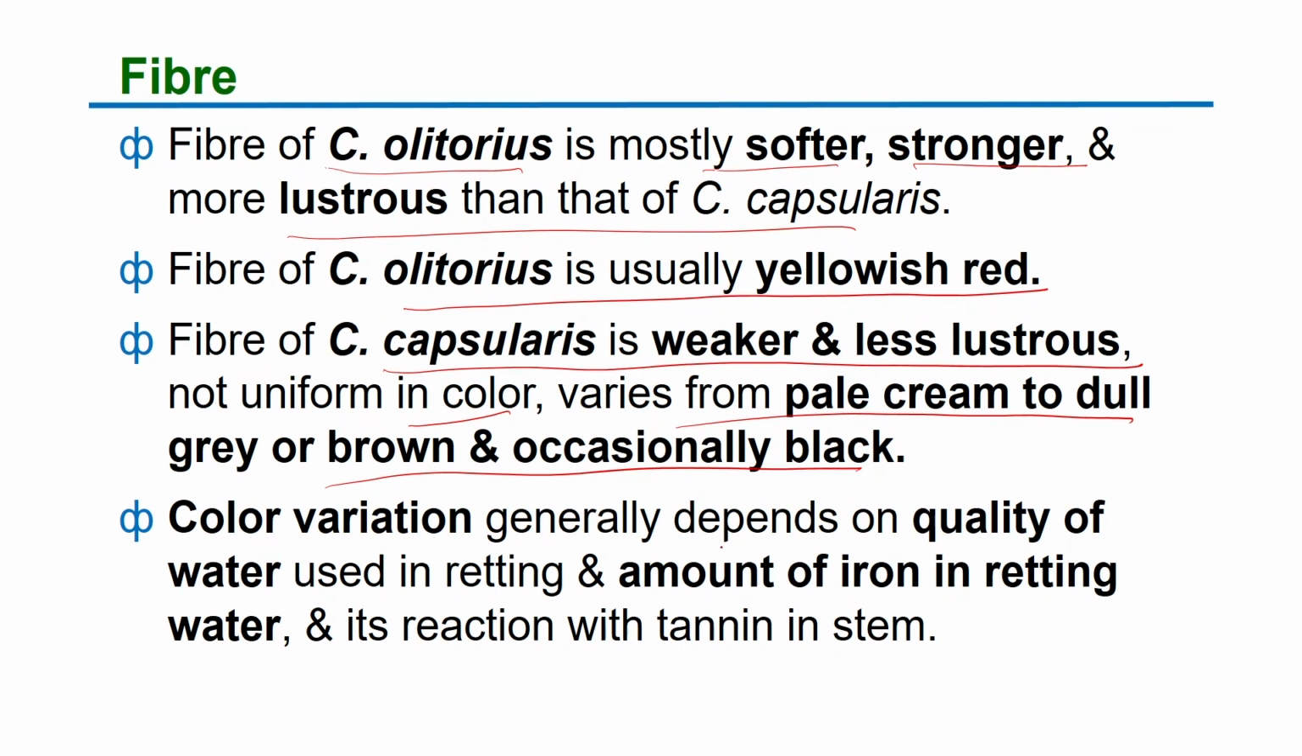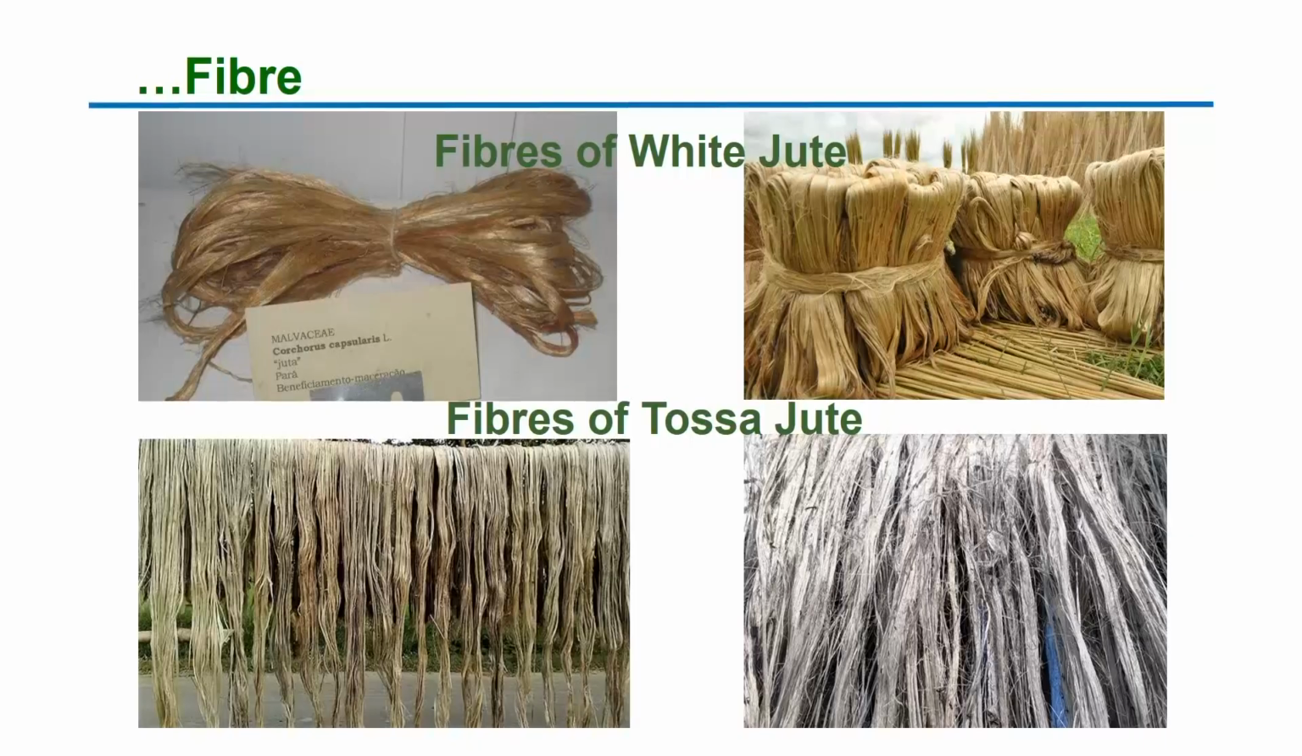Color variation generally depends on quality of water used in retting and amount of iron in retting water, its reaction with tannin in stem. So management and retting process can also affect the color of the fiber in addition to the varieties. Now you can see different colors of the fibers of white jute on the top, this one, and Tosa jute, this one is Tosa jute fiber. So some variation in color happens.